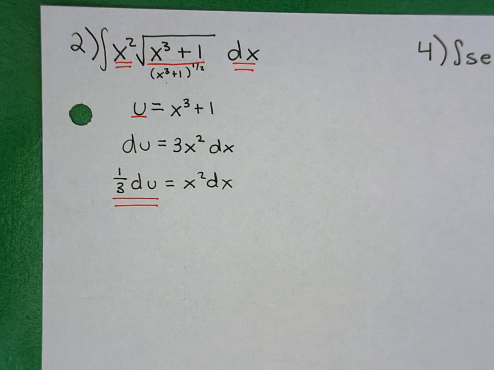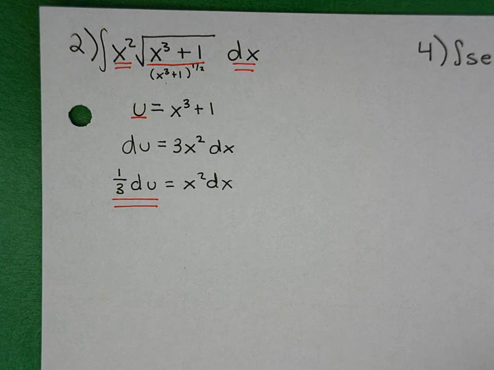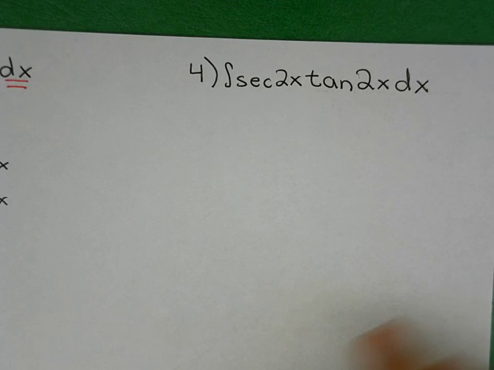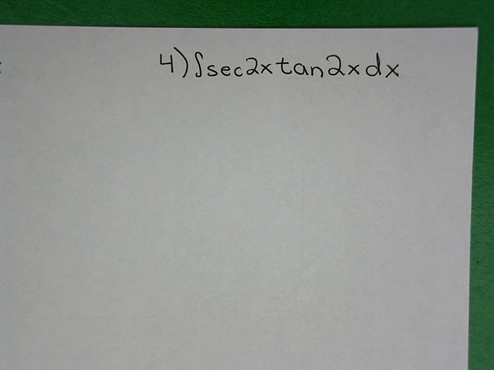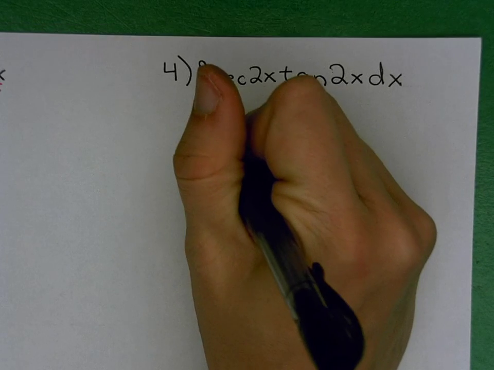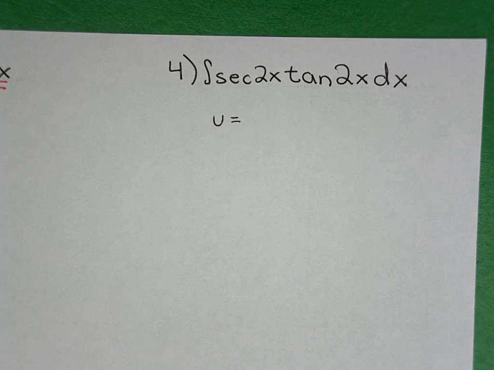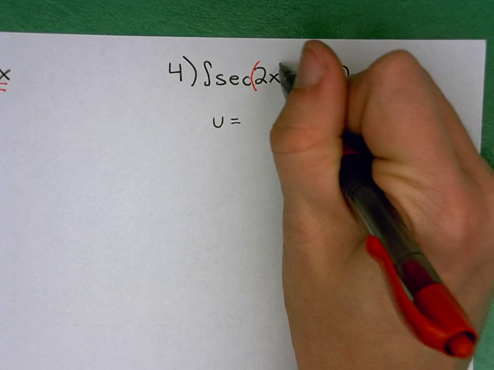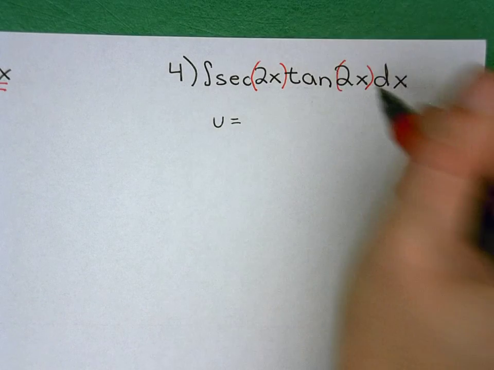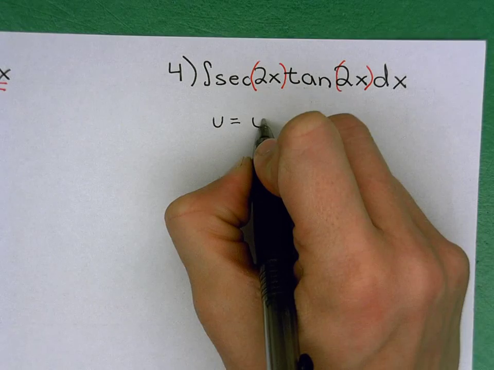And that's all we looked at in this first lesson here. It's just what's our u, what's our du, identifying those components. Okay, so we're going to work through 2 more here. Number 4, which is secant 2x tangent 2x dx. And again, we're going to be looking for parentheses, which aren't written, but they are there. Our parentheses in this problem are around that 2x. Okay, and so that's what I'm going to try as my u.